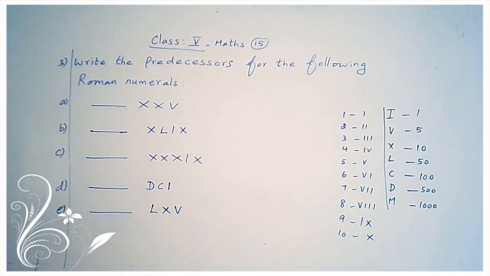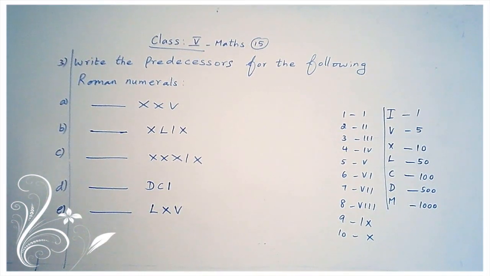Okay, children, all of you listen. See the question. Write the predecessor for the following Roman numerals. Okay, predecessor. What do you mean by predecessor? Predecessor means a number less than the given number. Okay, children, predecessor means a number less than the given number. Okay, we can get the predecessor of a number by subtracting 1 from it.